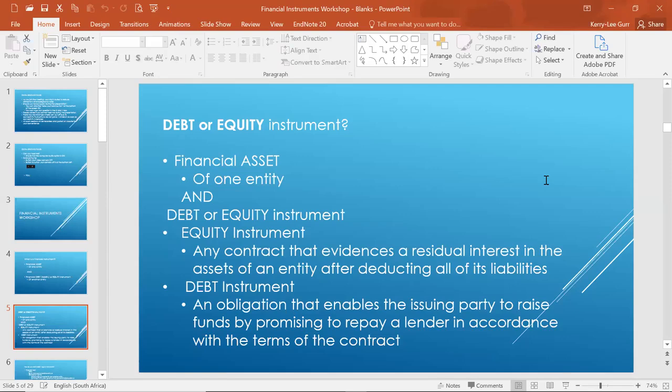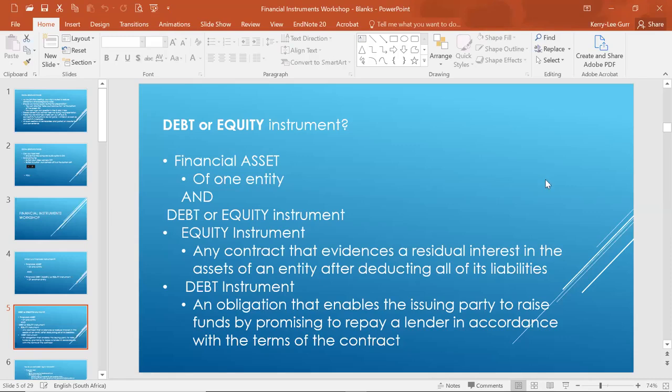When we look at our debt and equity instruments, equity instruments, for all intents and purposes at second year, is going to be your share capital. So when we think of equity, we want to think of our equity section of the statement of financial position. What kind of items do we see there? And very often we're going to be brought back to share capital.